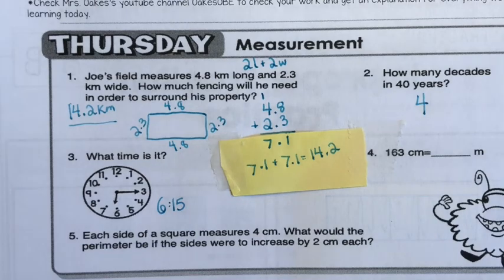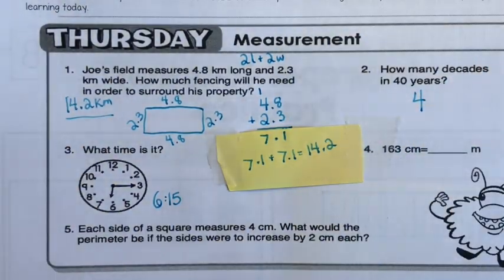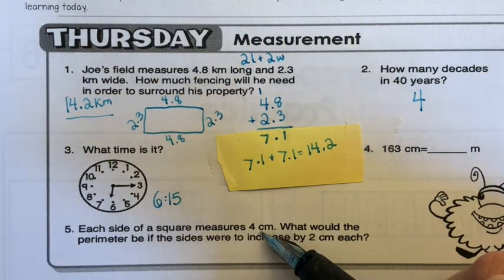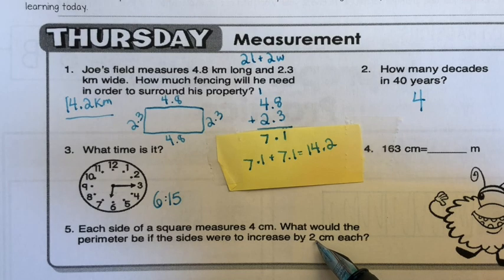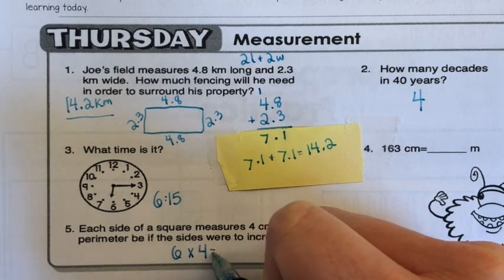Okay, number 5, each side of the square measures 4 centimeters. What would the perimeter be if the sides were increased by 2 centimeters each? So each side, 4 centimeters, is increased by 2, so each side is going to be 6 centimeters. So you go 6 times 4.